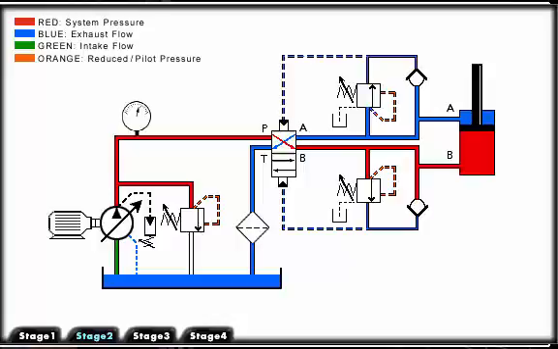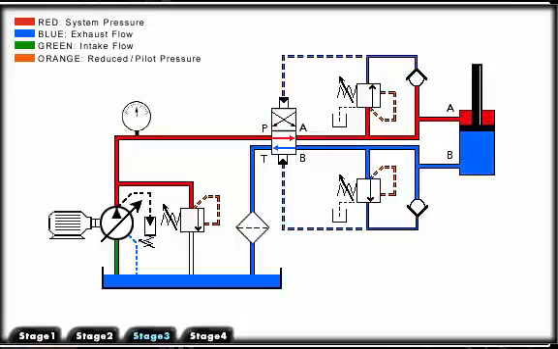Flow out of the A port is blocked by the upper check valve, so it flows through the directional control valve to the tank. When the cylinder is fully extended, pressure continues to build. Pilot pressure opens the sequence valve on the bottom. This sends pilot pressure to the lower side of the directional control valve, shifting it back into the upper position.